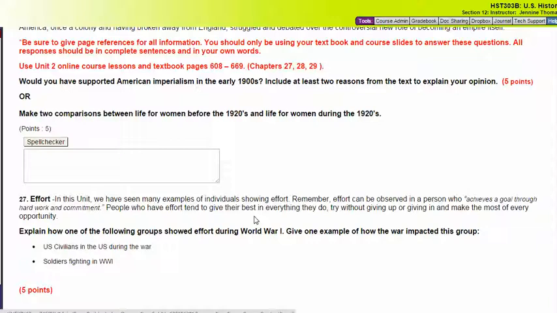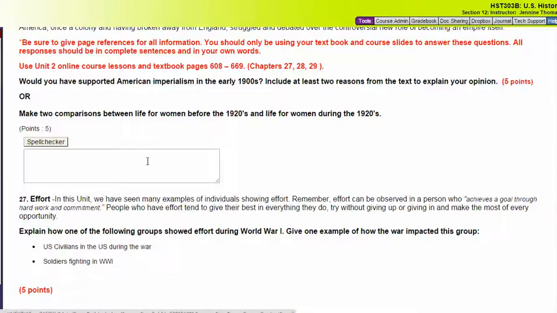The question is, would you have supported American imperialism in the early 1900s? Include at least 2 reasons from the text to explain your opinion. Again, make sure that your 2 reasons are explained and that they are in your own wording.